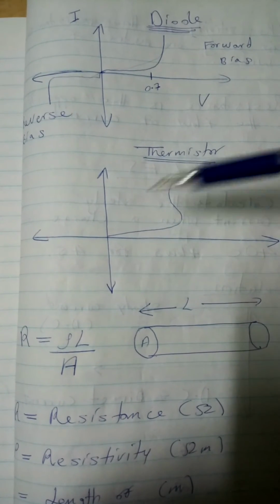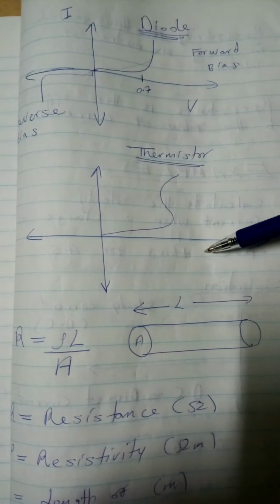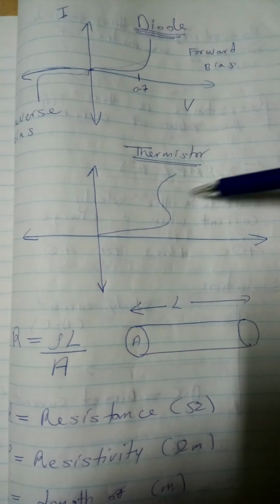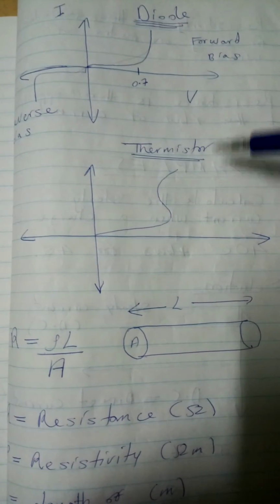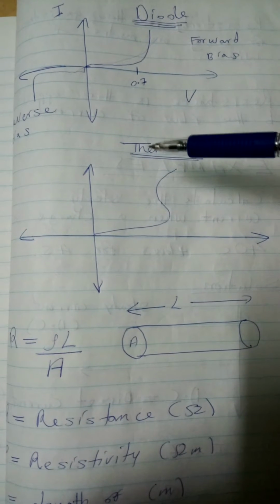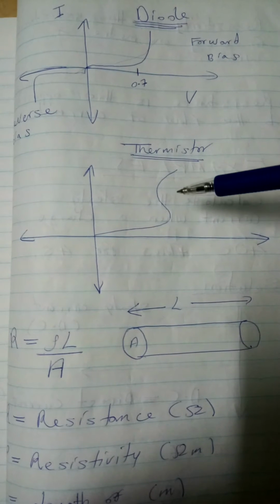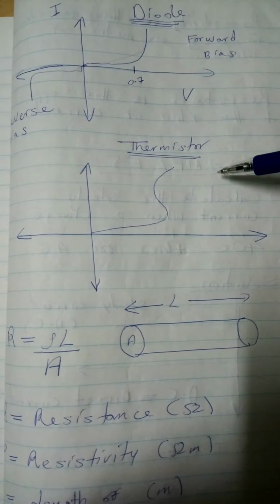This is the IV characteristic curve of a thermistor. So current is on the y-axis again, voltage is on the x-axis, and this is a thermistor. Now a thermistor really is a transducer. And a transducer is a device that is used to convert energy from one form to another, mainly from electrical energy into other forms of energy, or from other forms of energy into electrical energy.